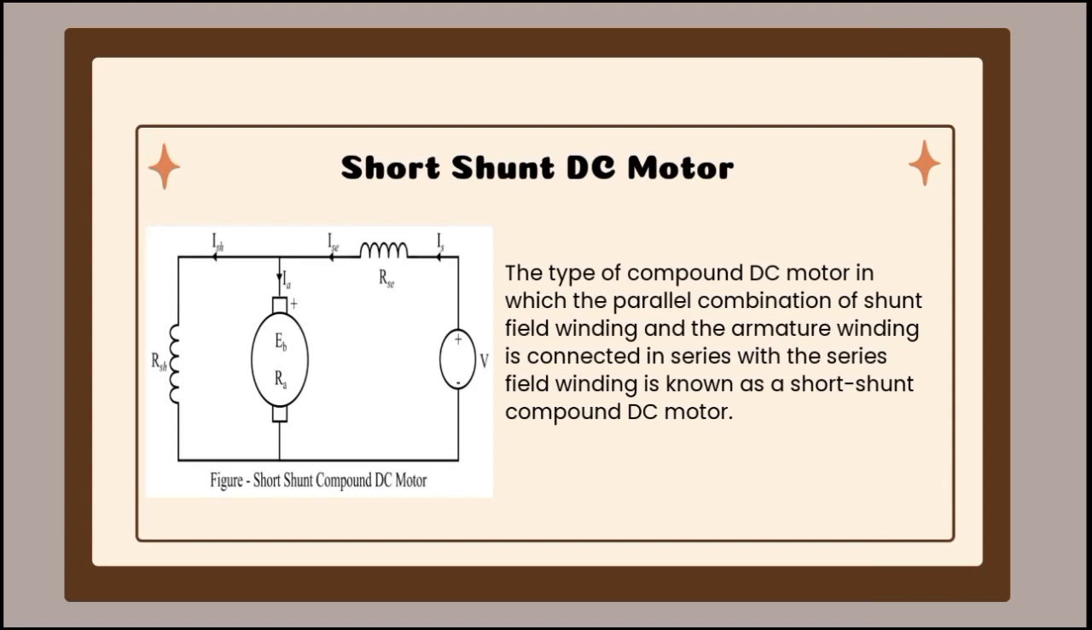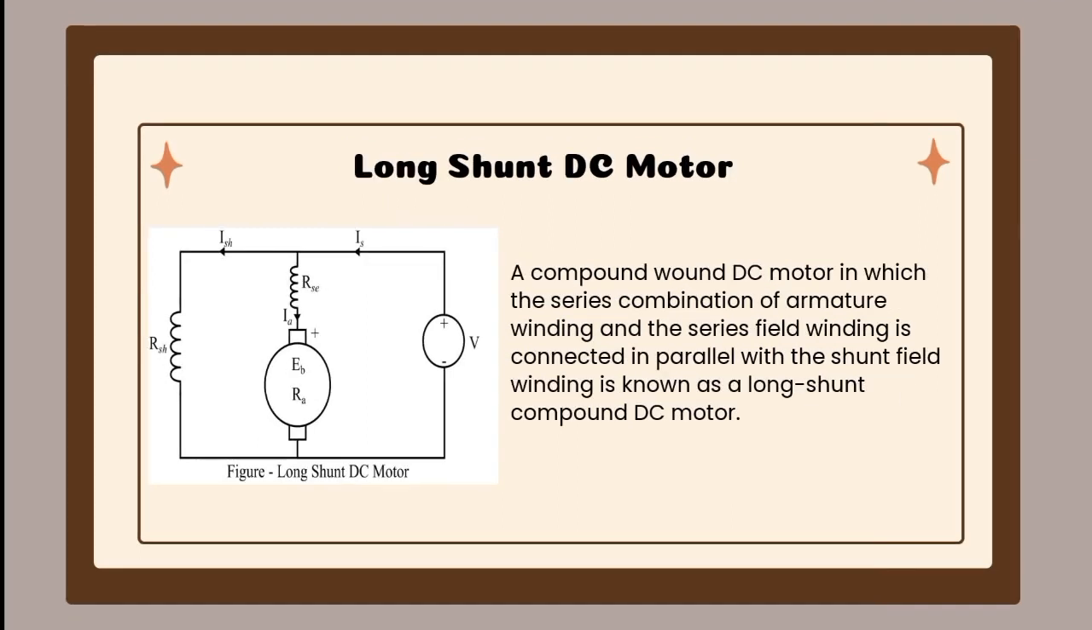Short shunt DC motor. The type of compound DC motor in which the parallel combination of shunt field winding and the armature winding is connected in series with the series field winding is known as a short shunt compound DC motor. Long shunt DC motor. A compound wound DC motor in which the series combination of armature winding and the series field winding is connected in parallel with the shunt field winding is known as a long shunt compound DC motor.